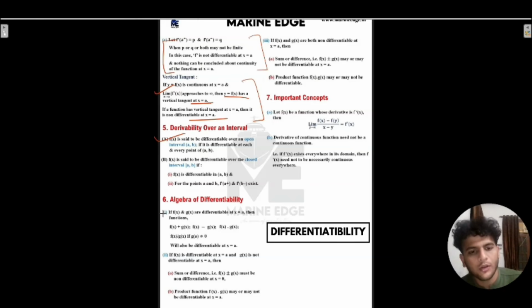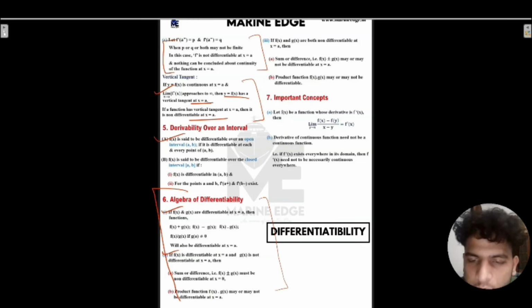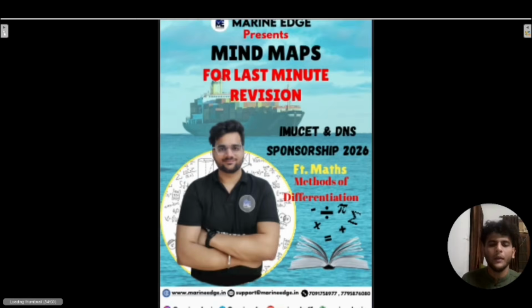The algebra of differentiability is just the same as continuity, which we have studied. We can perform different algebraic operations on these types of functions and we'll be getting the very same results as we were getting for continuity. Not the exact same results, but you can perform the very same things on them. Yes, let f(x) be a function whose derivative is f dash x, then the limit of y tending to x of (f(x) minus f(y)) upon (x minus y) is equal to f dash x. The derivative of a continuous function need not be a continuous function. So if we have taken a continuous function and then taken its derivative, it is not necessary that the derivative will also be a continuous function.